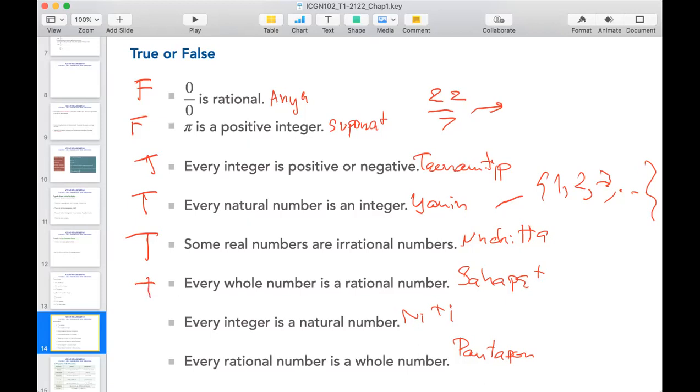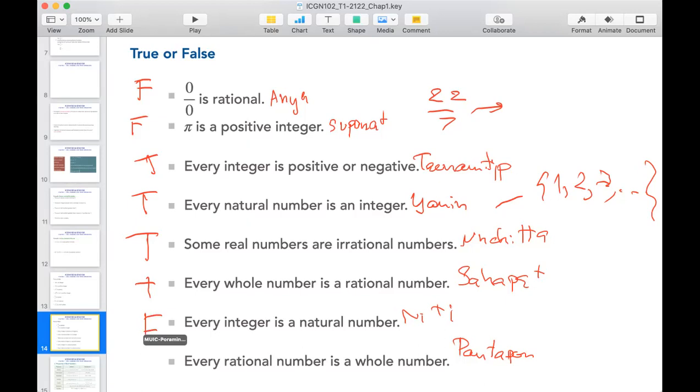Every integer is a natural number. False or true? Why is that? Normally, a natural number starts from number 1 onward: 1, 2, 3, 4, 5. It doesn't include 0 and it doesn't include negative numbers. So some of the integers are negative or are 0. That's why not all integers are natural numbers. That's why this one is false, right?